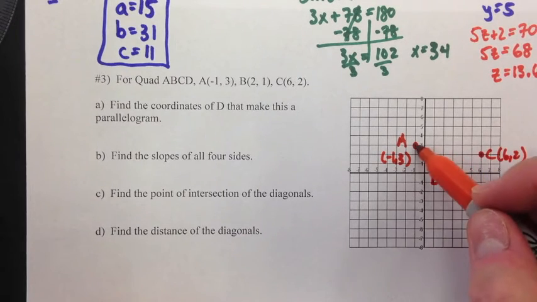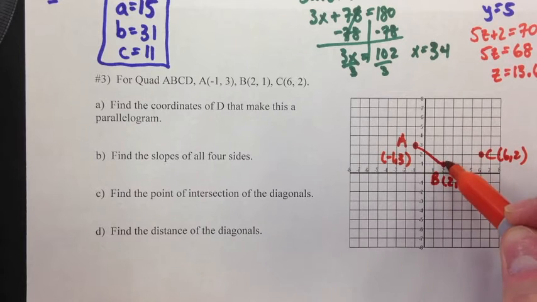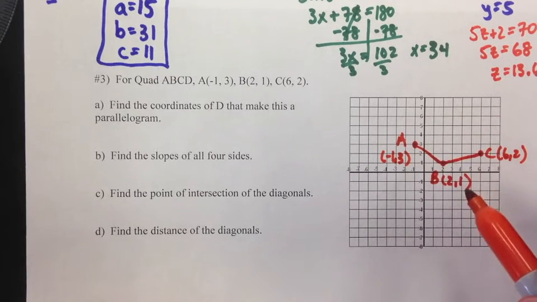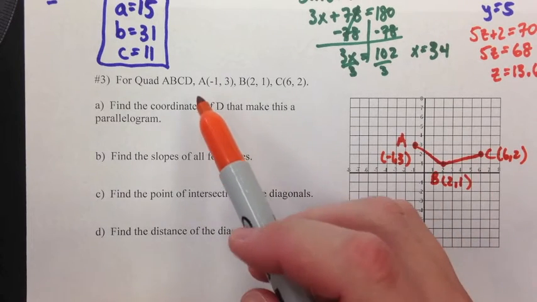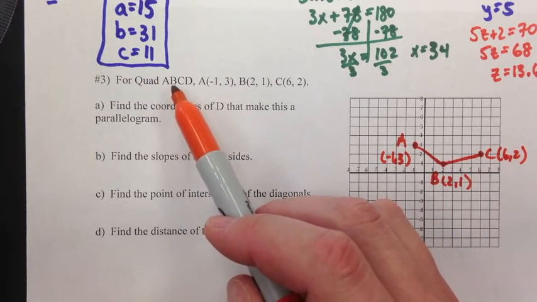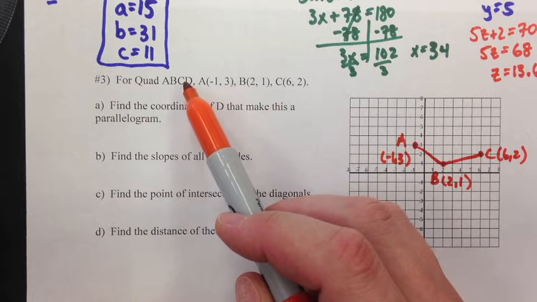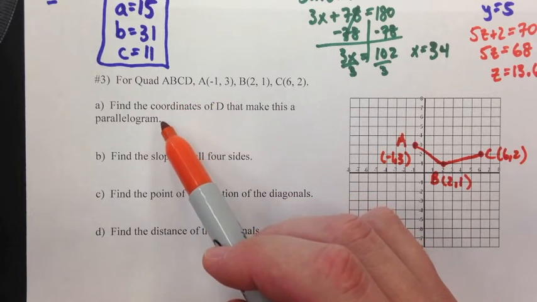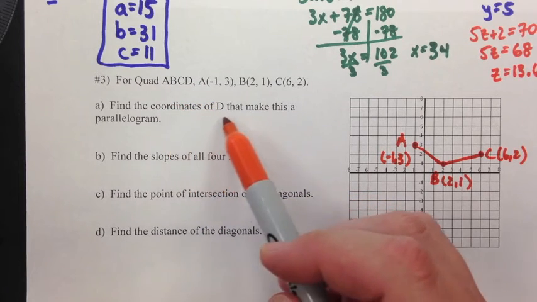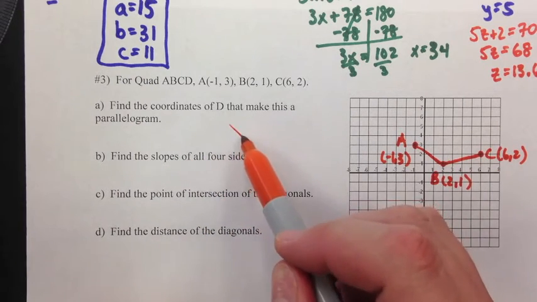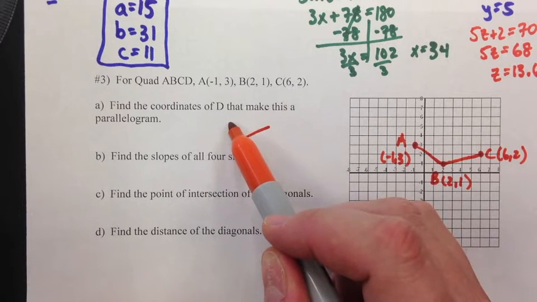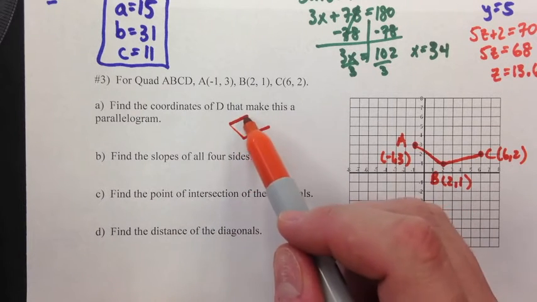Now I'm going to connect A to B and B to C. And you might ask, well, why did I connect it this way? Because they told me in the problem. They name this A, B, C, D, so I connect them in that order. So part A, find the coordinates of D that make this a parallelogram. Well, to be a parallelogram, it's going to have to look something like this.